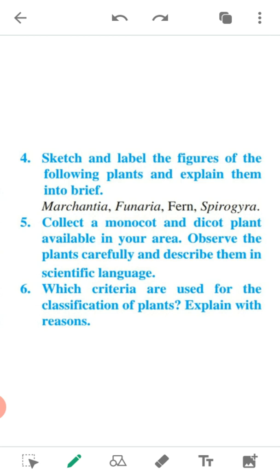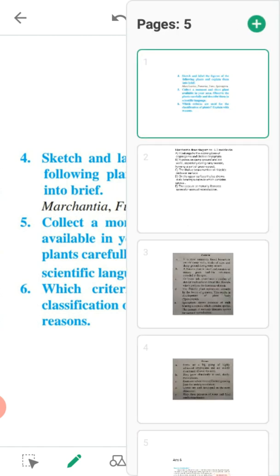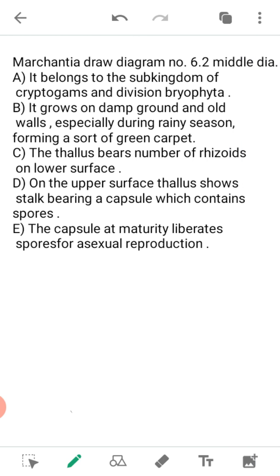The first is Mertensia. The diagram of Mertensia is on page number 77, diagram number 6.2, the middle diagram. After that, write down the points.